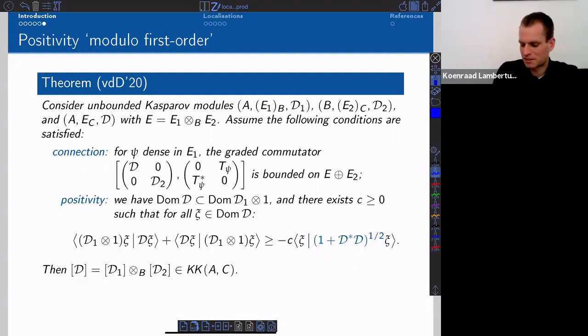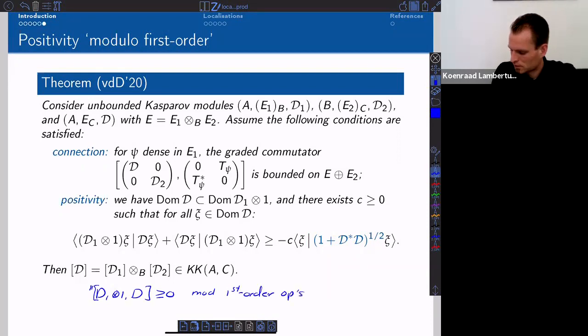So what does this mean? Again, let me paraphrase this in terms of a condition on the commutator. Basically, we're now asking this to be positive modulo first order operators. In the abstract setting, this means first order with respect to the scale given by this unbounded operator D.